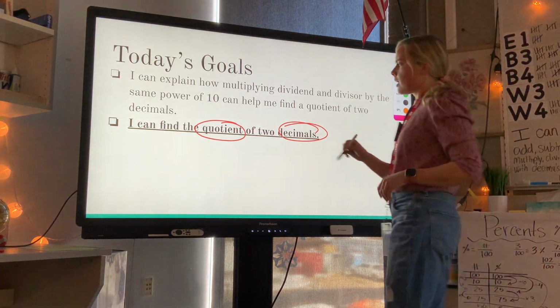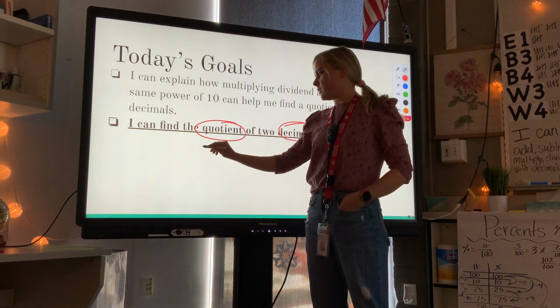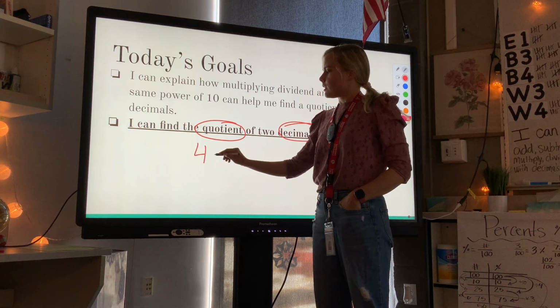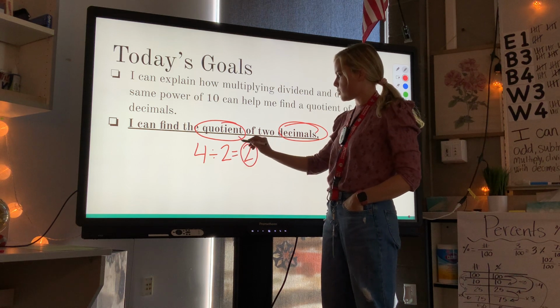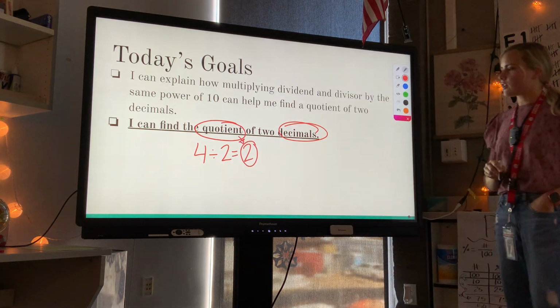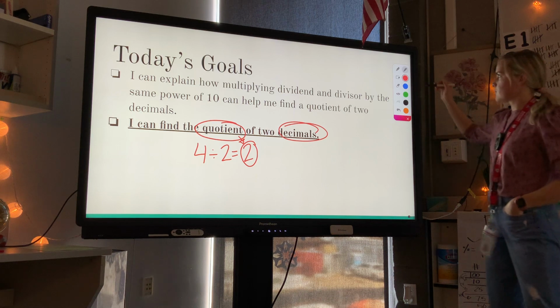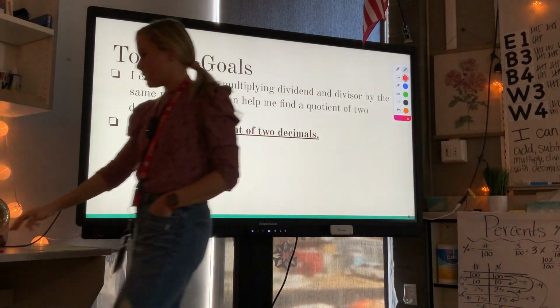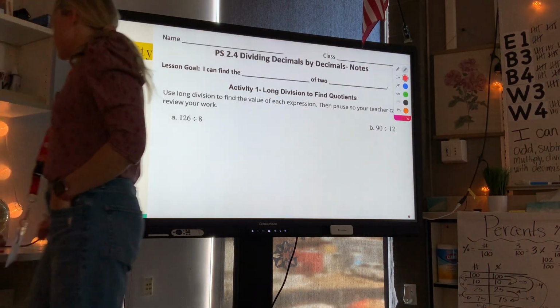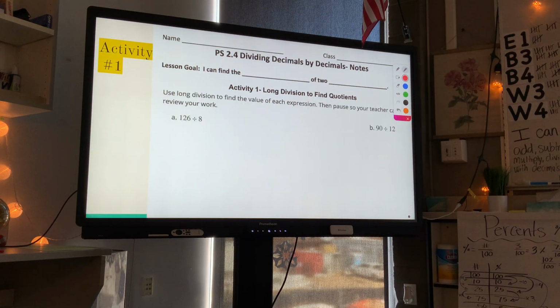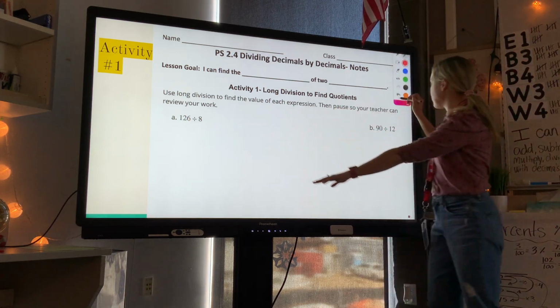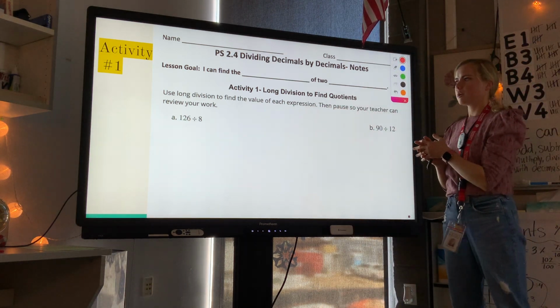And if you remember, quotient means the answer to a division problem. So if I have 4 divided by 2, my quotient is 2. So this is what a quotient is. That's what we're going to focus on today with decimals. Activity 1, long division to find quotients. These first 2 are ones that don't have a decimal in them, but the answer will have a decimal in it. So that's what we're going to practice.